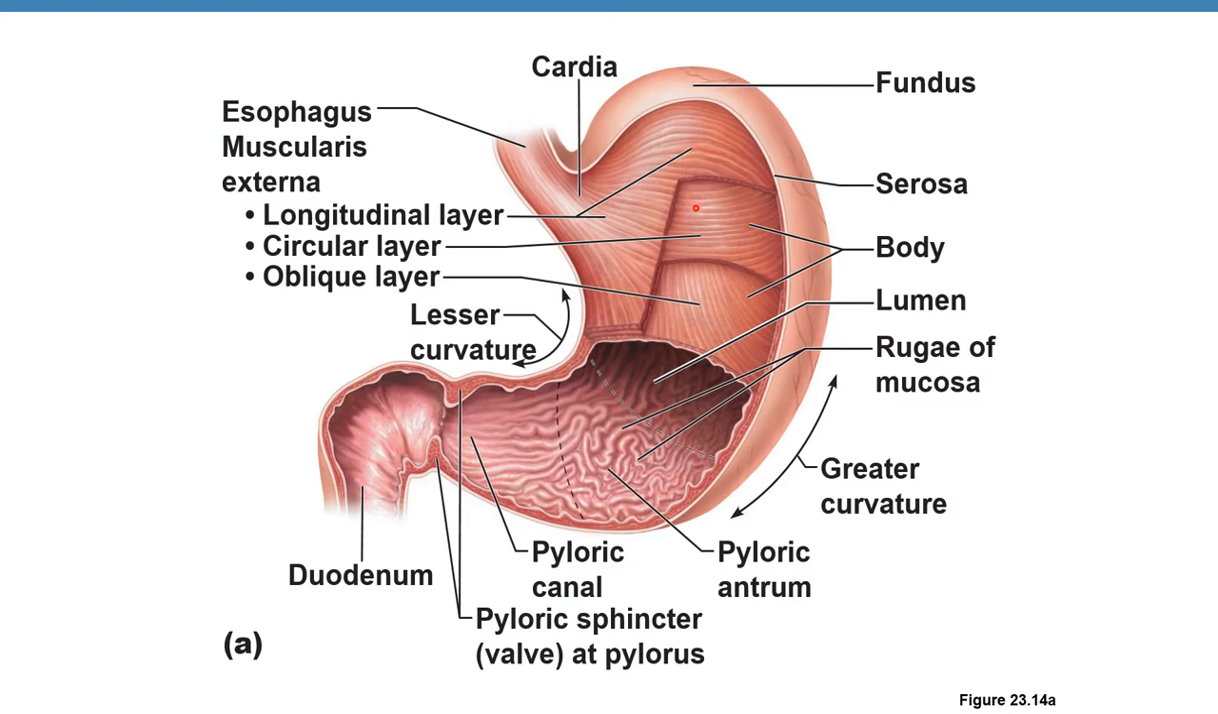We can also see the three muscle layers of the stomach: longitudinal, circular, and oblique. Inside the stomach, we have the rugae of the mucosa. And the stomach is covered by a serous membrane. That's the serosa of the stomach.